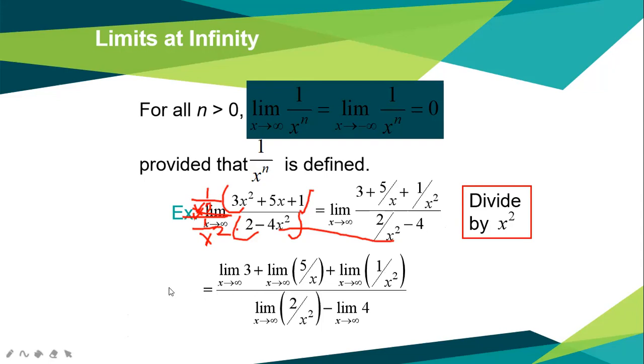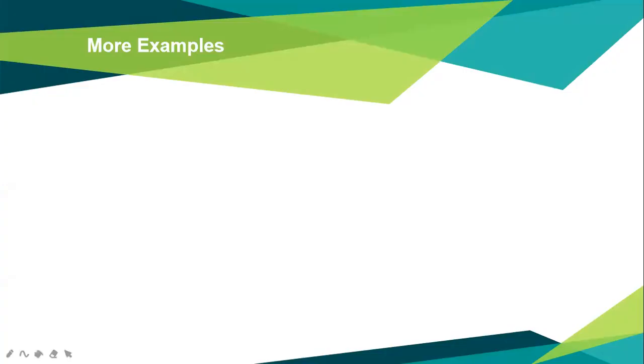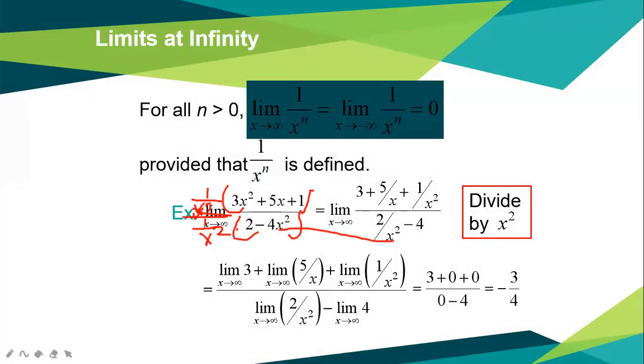So then we proceed and distribute the limit, same with our previous example. So our final answer is negative 3/4. So that is how we solve infinite limits: you divide by the highest power, the leading power of the polynomial.